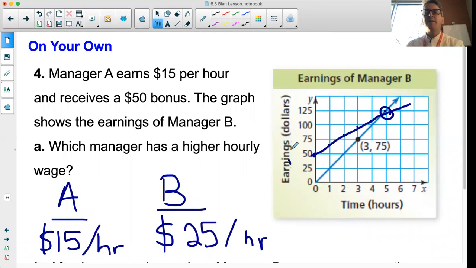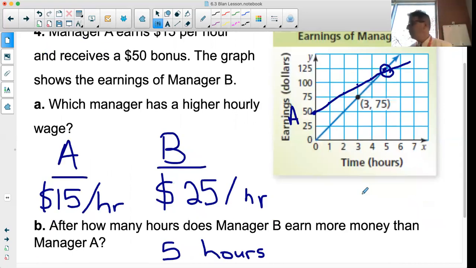Manager A is the top line, but as you can see, the graph drops below manager B after 5 hours. So they want to know why. It says your friend has a higher hourly wage. Excuse me, I made that mistake again here. It just says after 5 hours. It doesn't say to explain it. That's another extra example we have to do sometime.